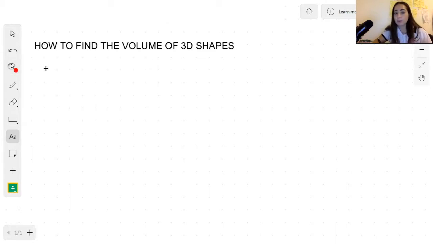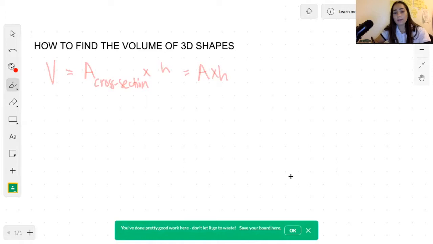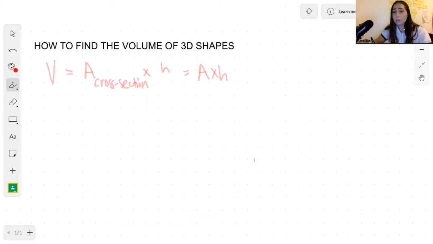So the formula, which I'm sure you've come across many a times, V, which is volume, equals A, which stands for the area of the cross section, times H. Okay, so in other words, the volume is area times height. Okay, so what does this mean?